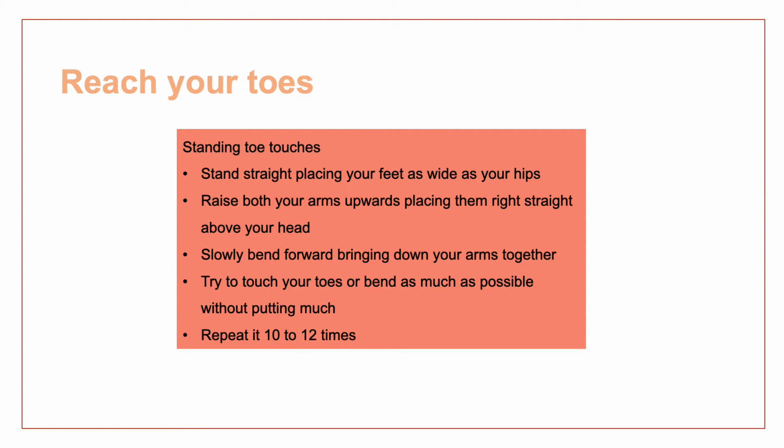Next is reach your toe exercise. In this exercise, first, you stand straight with your feet as wide as your hips, then raise both arms upwards, then slowly bend forward with your arms together, then try to touch your toes as much as possible. Repeat it 10 to 12 times. This exercise makes you more flexible and eases pregnancy aches and pains.